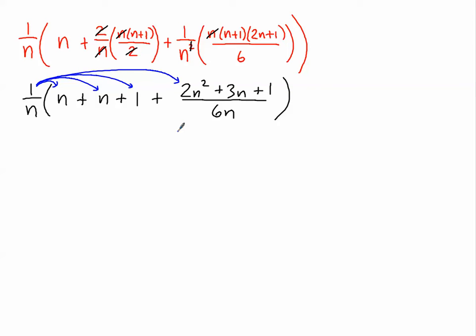That's not too bad. So 1 over n times n is 1, and 1 over n times n again is 1, and 1 over n times 1 is 1 over n, and 1 over n times this, well, 1 times the numerator is not going to change it, and n times the denominator makes this 6n squared. Oops, I guess I didn't really have parentheses there. Let me get rid of that one.